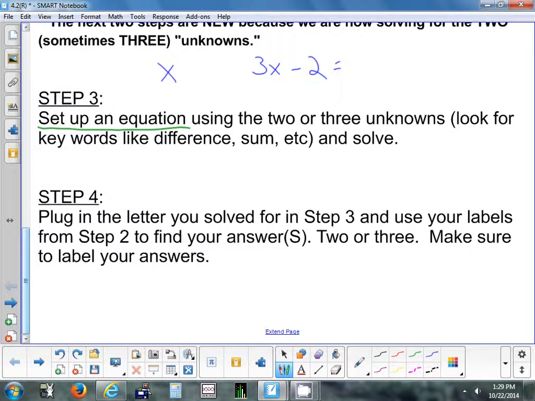Okay, so notice here, Mr. Roy writes answer or answers. It's going to depend on if you have two things you need to find or three. I think every problem except one or maybe two, I'm just going to stick with two unknowns. But there is one with three.